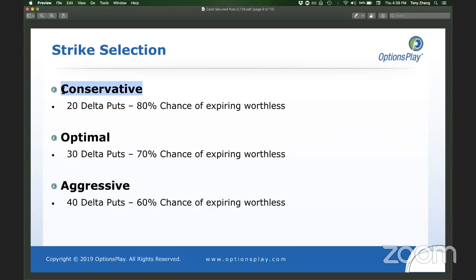Most of you will probably be somewhere in between, which I consider optimal. Based on these three categories, this is really what will help you determine which strike puts you should sell. We always use delta to give us an idea of how to go about selecting strike prices for selling cash secured puts. We also do the same thing for covered calls. Many of you may have watched some of our covered call webinars. We use a similar methodology when it comes to selling covered calls.